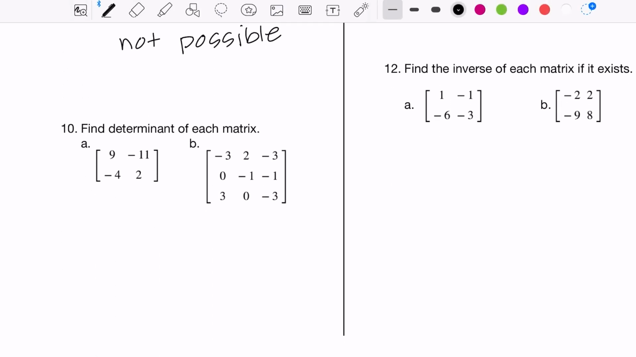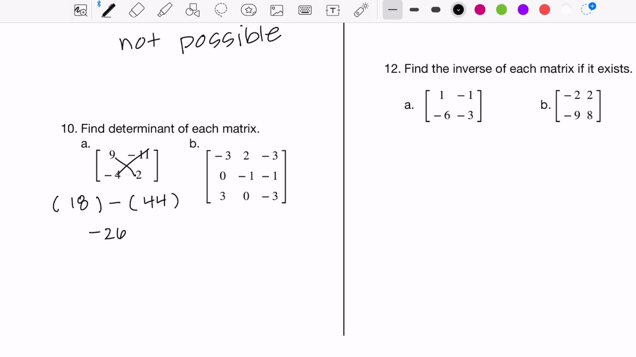Next is to find the determinant. Whenever I do determinant, which I wasn't here for the lesson, but I made that video lesson, I always set it up like this, where I do parenthesis minus parenthesis, and then that's 18 minus 44, which is negative 26.